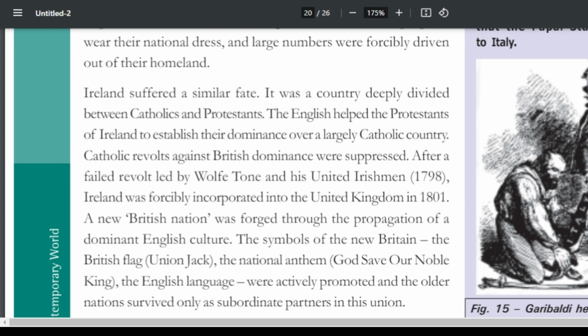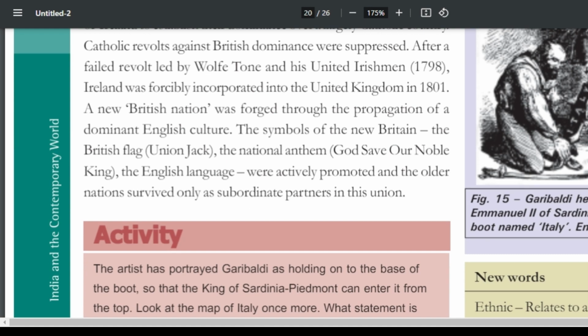A new British nation was forged through the propagation of a dominant English culture. The symbols of the new Britain, the British flag, the Union Jack, and the national anthem, God Save Our Noble King, and the English language were actively promoted, and the older nations survived only as subordinate partners in this union.